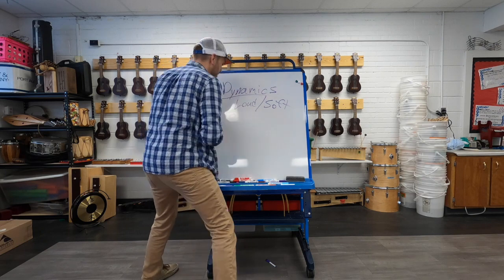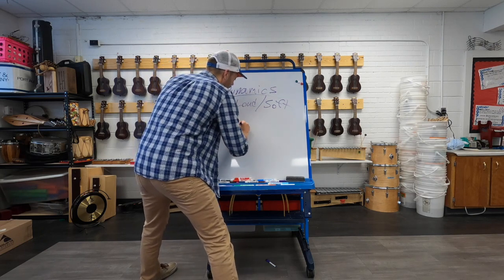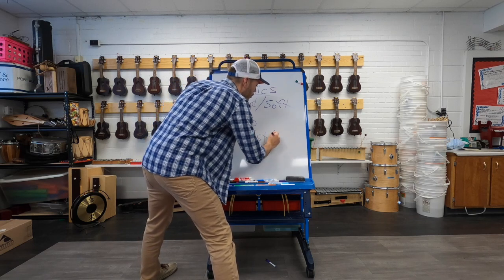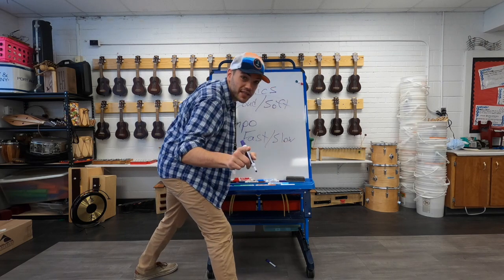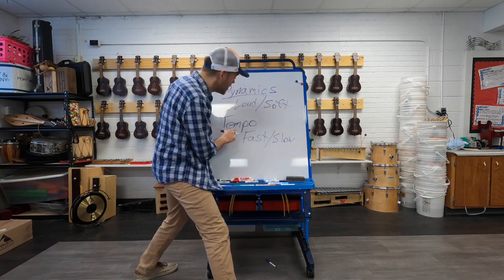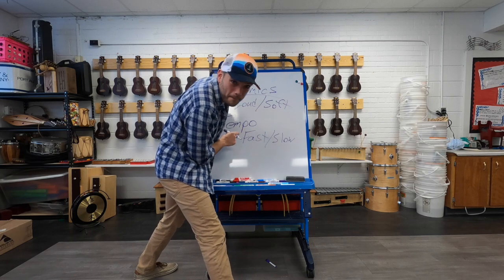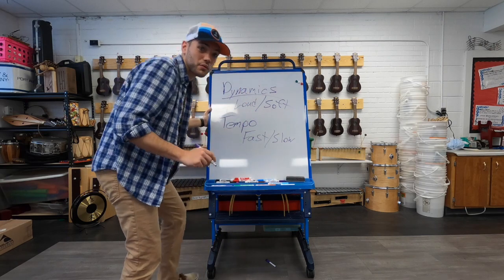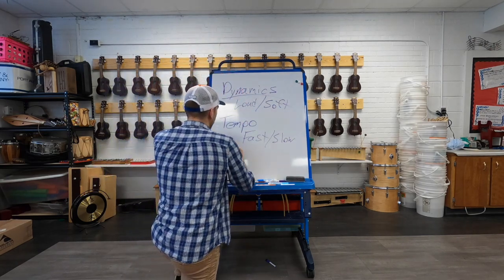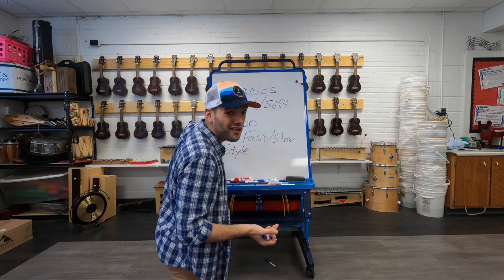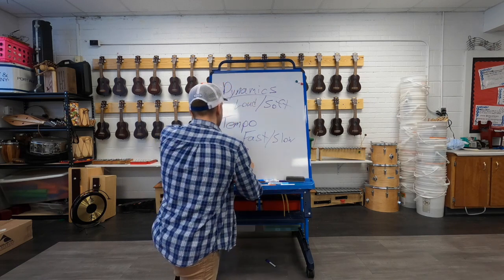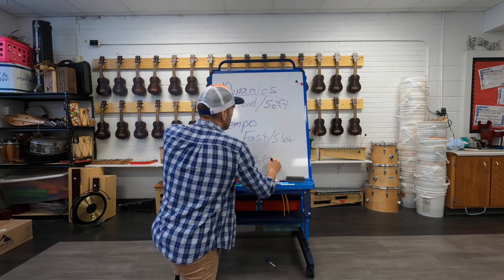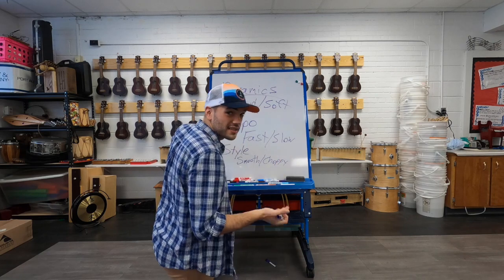The next thing we're going to talk about is tempo. Tempo is how fast or slow the steady beat of the music is. Now that's very important. Tempo determines the speed of the steady beat, and the music follows the steady beat, okay? And then the last word we're going to talk about is style. Style is how the music is played. Is it smooth? Is it choppy? So you need to listen for those things as we go along.